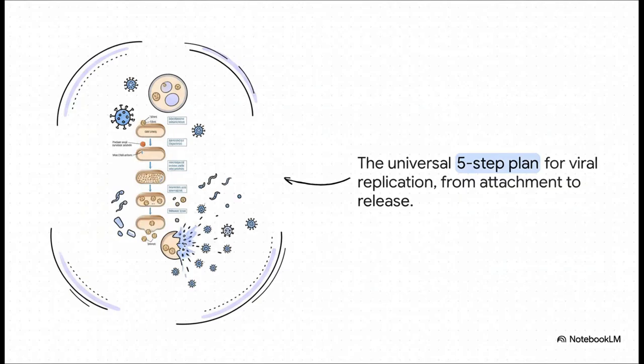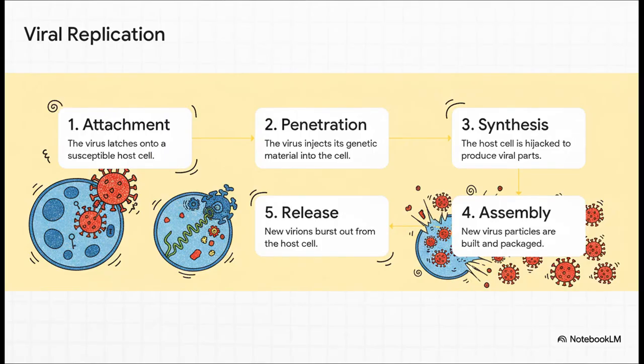So this diagram right here, this is our roadmap. This lays out the entire hostile takeover, from the moment it first makes contact with your cell to the explosive finale where a whole new army of viruses is unleashed. So let's break it down. Okay, here's the 5-part plan. First up, attachment. The virus has to lock on to a target cell. Then, penetration. It's got to get its instructions inside.